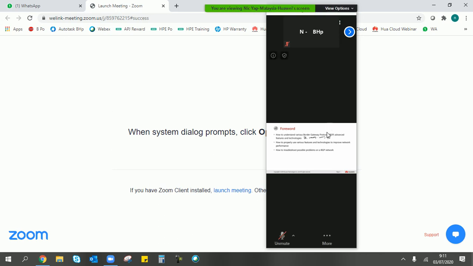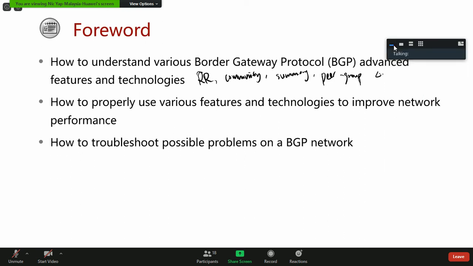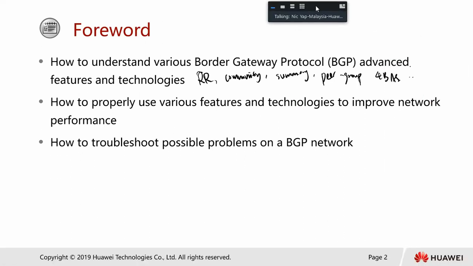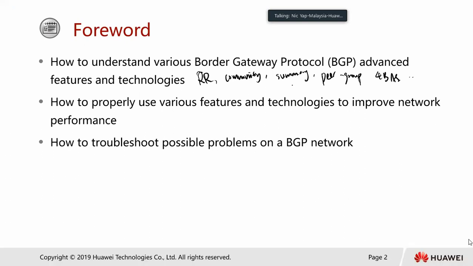And also they will have peer groups. They also have 4-byte AS and so on. They have a lot of different advanced features we need to go through, and how we're going to use all these features and technology to improve our network performance.